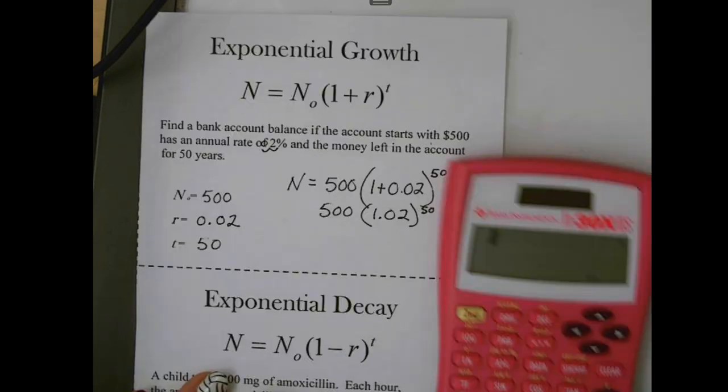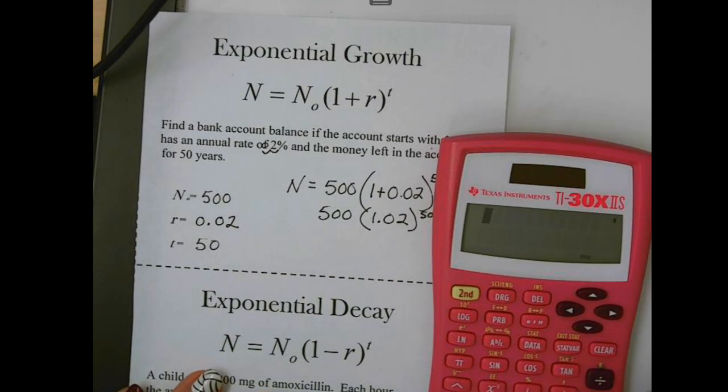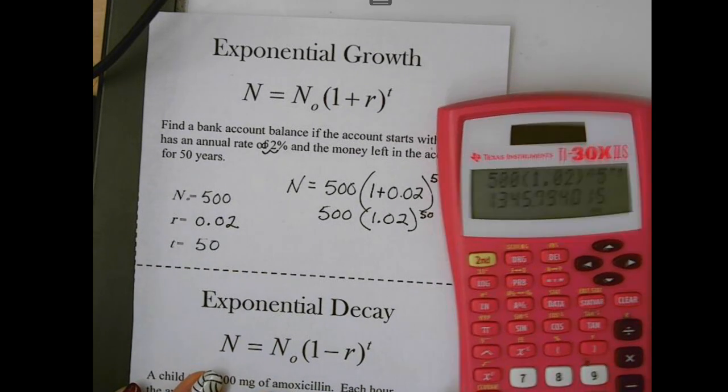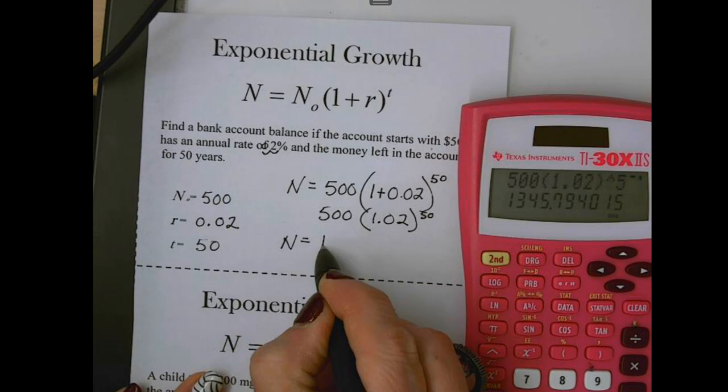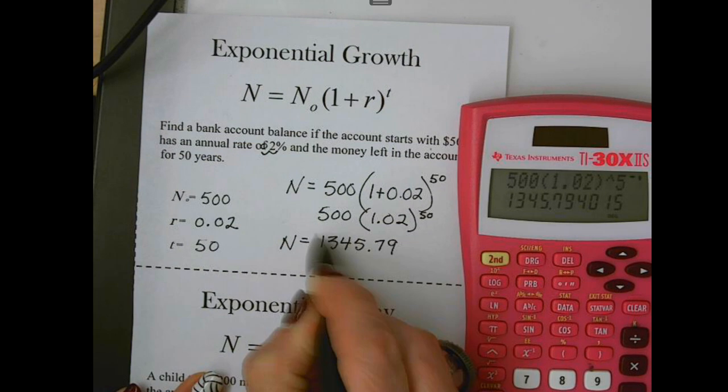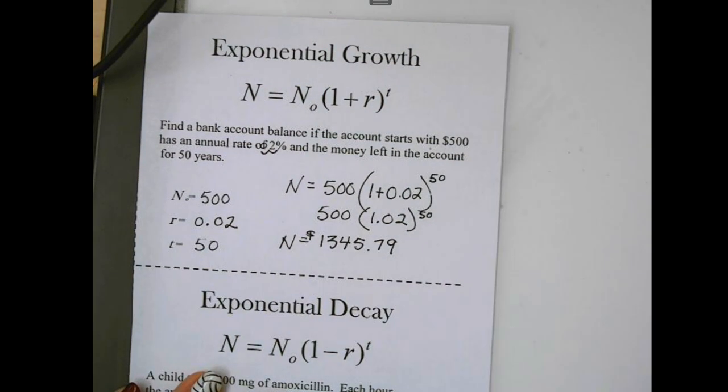Now we're definitely going to type that in. I'm going to hit clear here. 500, parenthesis 1.02, close it up. Now to get an exponent, I am going to hit that up arrow key. I call it the caret key or the power key. So I'm going to hit it there and type in 50. That's all you have to do. Once you plug it in, use your calculator, and there's our answer. I am getting a value of $1,345, and I'll just round it here, 79 cents. So that's what it would be worth.